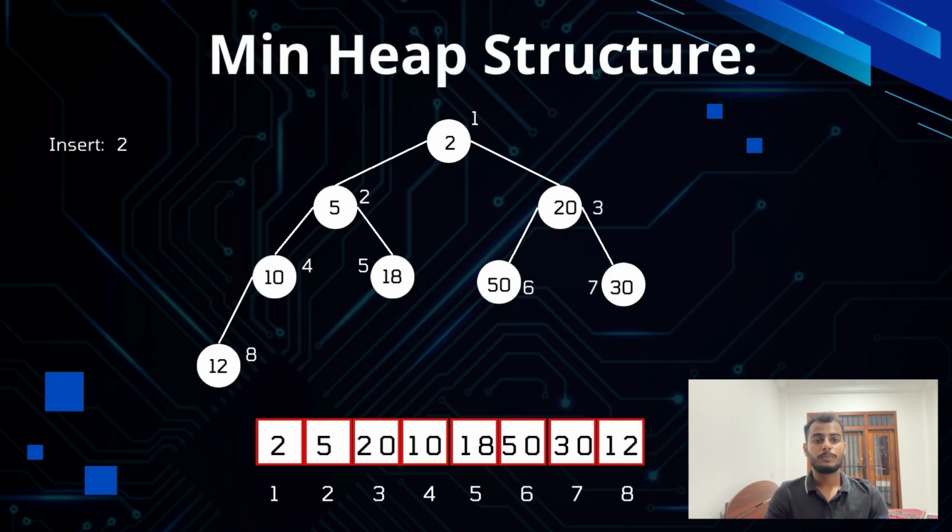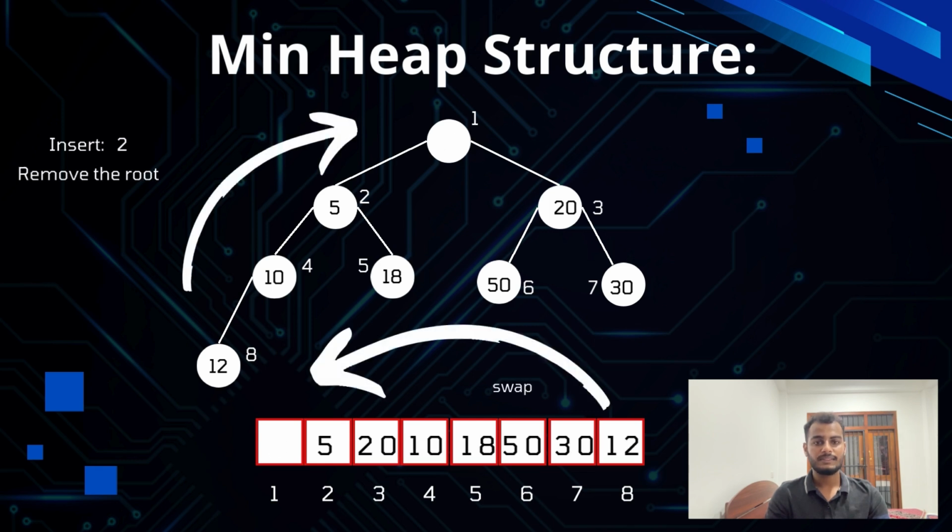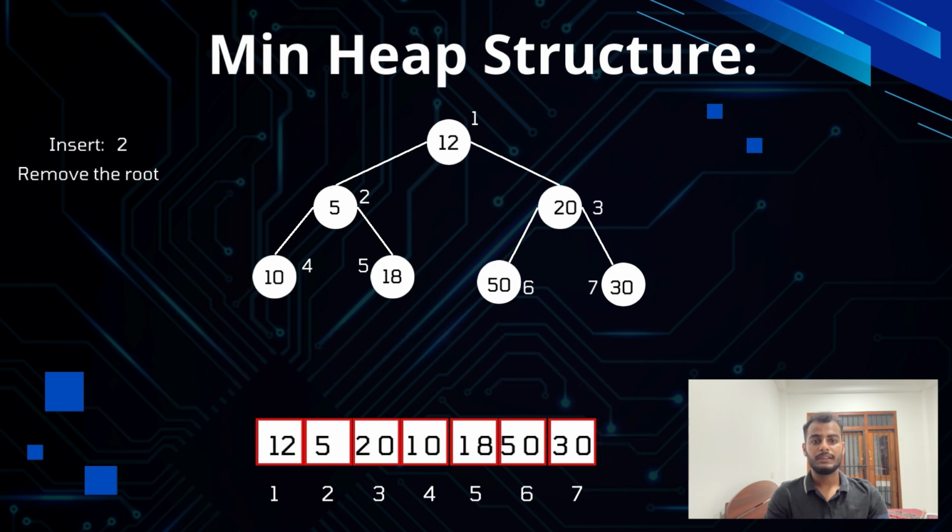Next let's move on to the poll operation, which means removing the root node. Since the root of a min heap is always the smallest value, we will remove 2. To do this, we replace 2 with the last node in the tree, which is 12. After removing 2, the tree temporarily looks like this. To restore the heap property, we perform a heapify down operation.